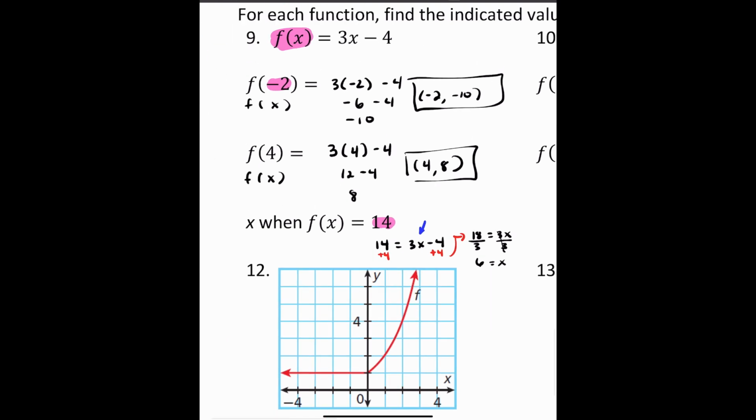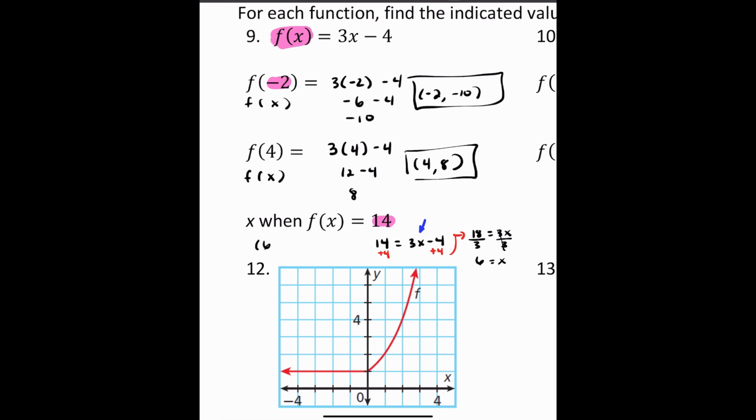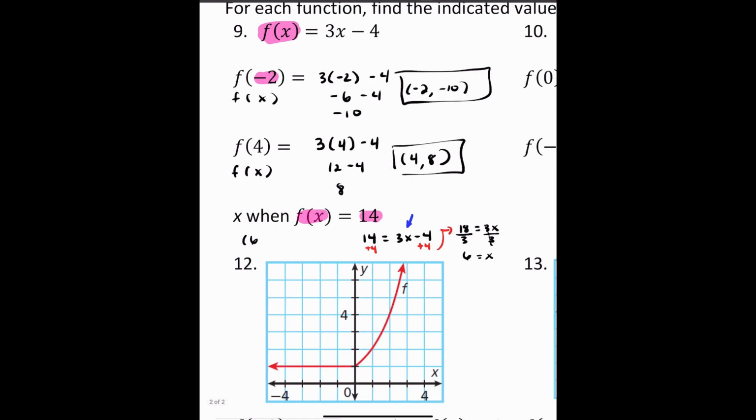So how do I write this as an ordered pair? Well, we know that our x is 6. What is the y? Well, remember, f of x is the same thing as y, and that's already given to you. It's 14. So your answer is 6, 14.